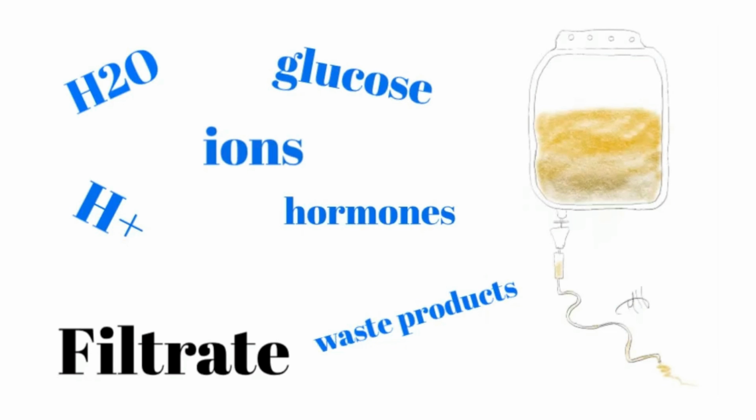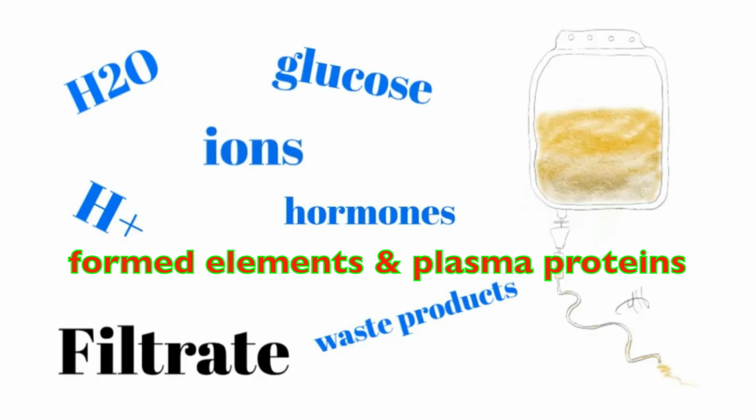So what gets filtered? The easy answer is everything but the formed elements, which are white blood cells, red blood cells, and platelets, and plasma proteins. Plasma proteins are the only component of the blood plasma that is not getting filtered. And when I say the only component of the blood plasma, please think back of that centrifuge tube that has been spun and how we break down the composition of blood from the hematocrit, the buffy coats, and the blood plasma up at the top.